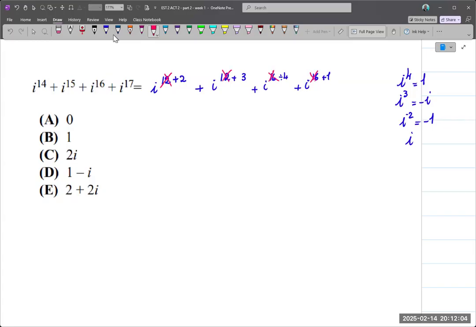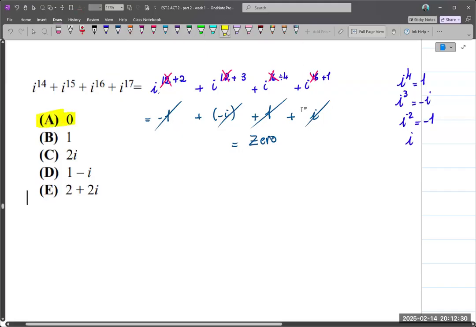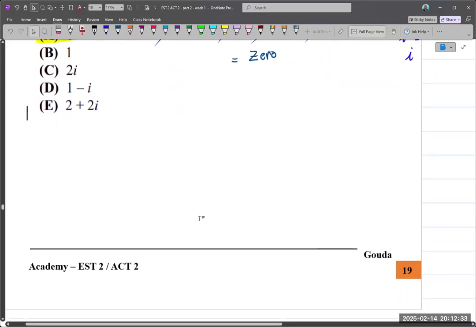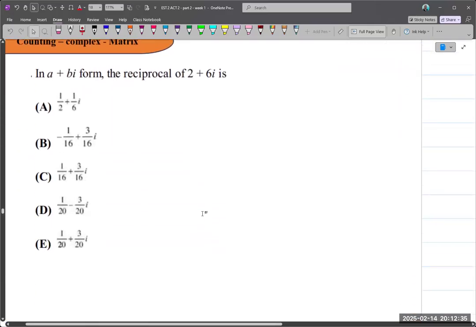Okay. Then the remaining is i square is negative 1, i cube is negative i, i to the power of 4 is 1, and i to the power of 1 is i. Negative 1 plus 1 is 0, and negative i plus i is equal to 0. And the answer will be the choice A. Easy? I hope you did it like this.